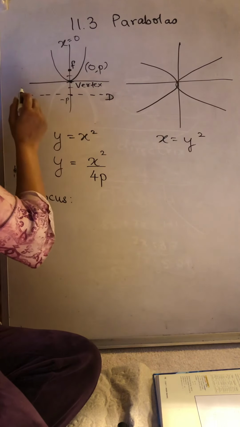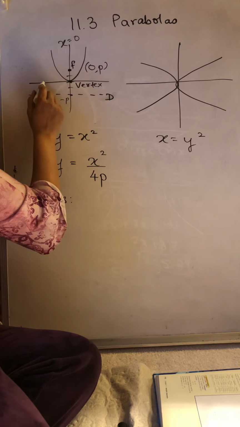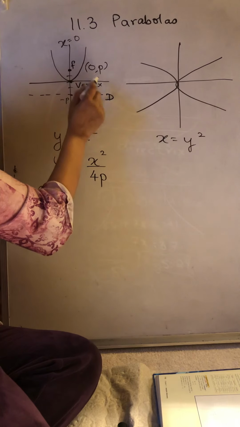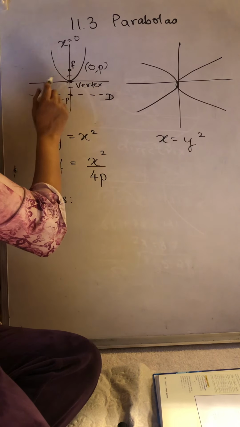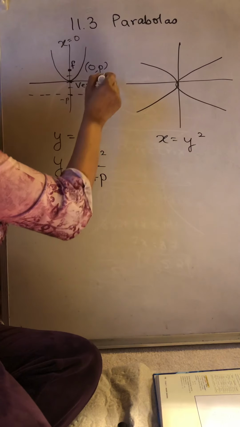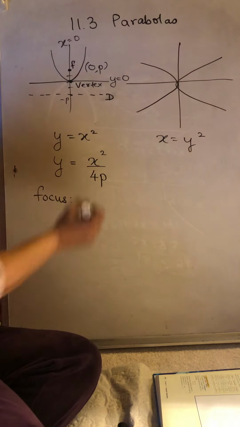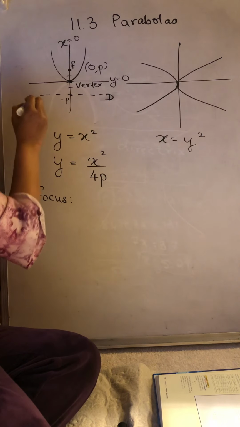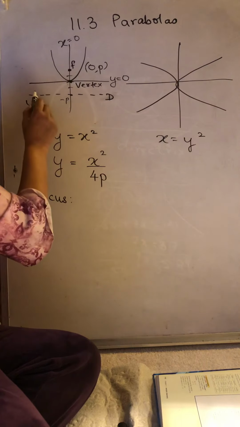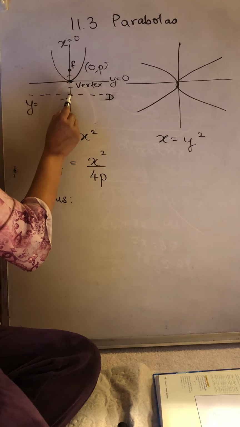This is a horizontal line. What's the equation of the x-axis? Every y coordinate on the x-axis is 0: (0,0), (1,0), (2,0), (-10,0). So the equation of the x-axis is y equals 0. Which means what is the equation of the directrix? It's going to be y equals something. Every point on this line will have y as negative p. Okay?